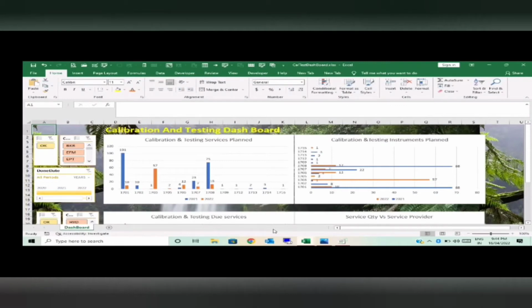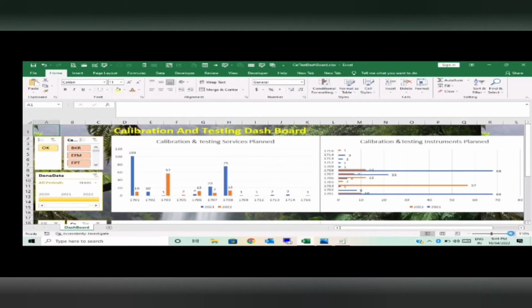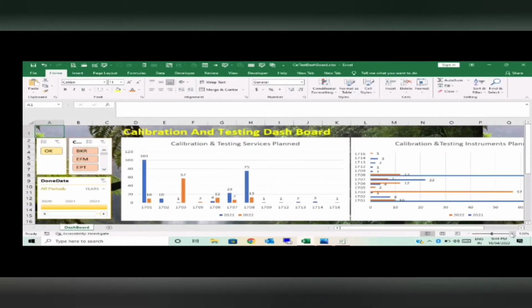Now the another module is calibration and testing. See, the major services I have already considered, friends. I have tried to collect everything. So you can understand. I have covered preventive, predictive, reactive, calibration testing, R&M expenditure, correct? Everything is covered.